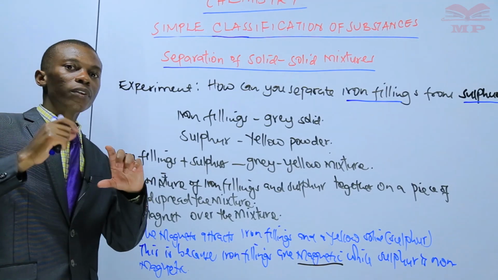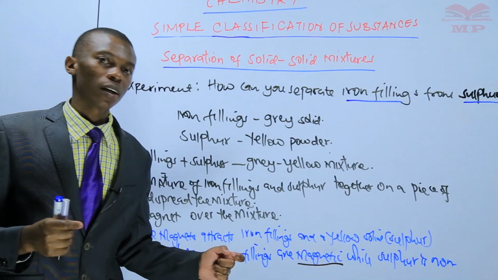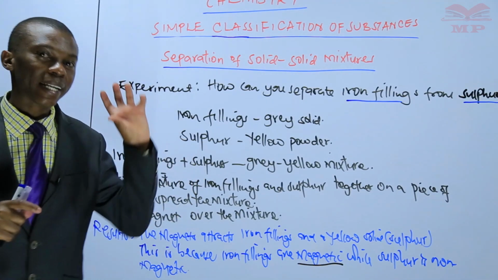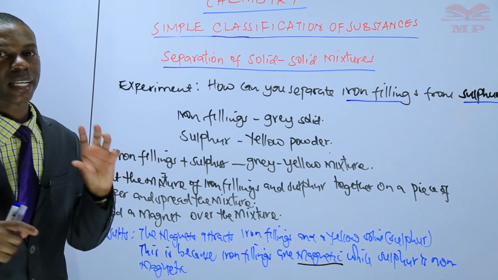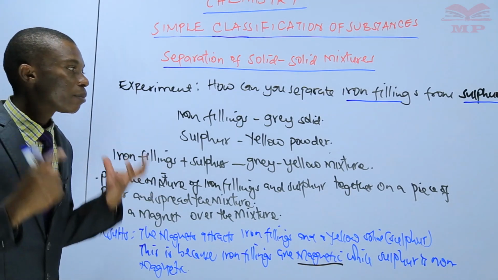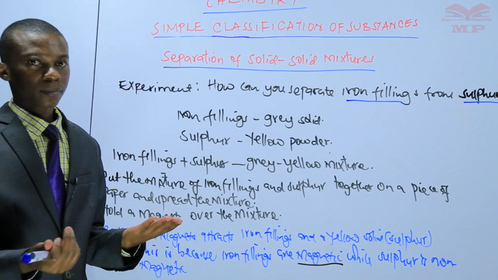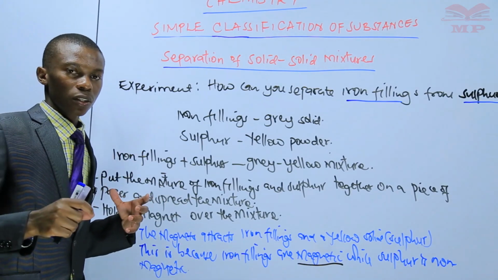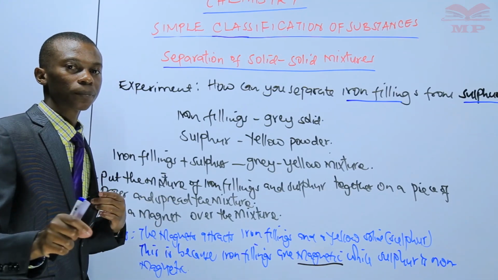Therefore, if you get one spatula full of iron filings and another spatula full of sulfur and you put them together, the mixture you'll have is gray-yellow. You get that mixture and put it on a piece of paper, or a filter paper, and spread it over that piece of paper. And then you get a magnet and move it over the mixture of iron filings and sulfur.